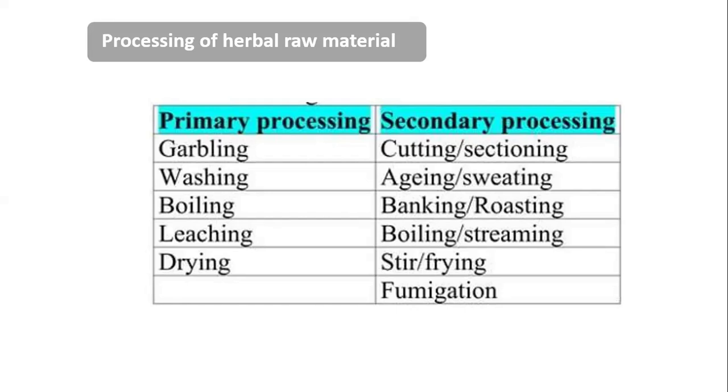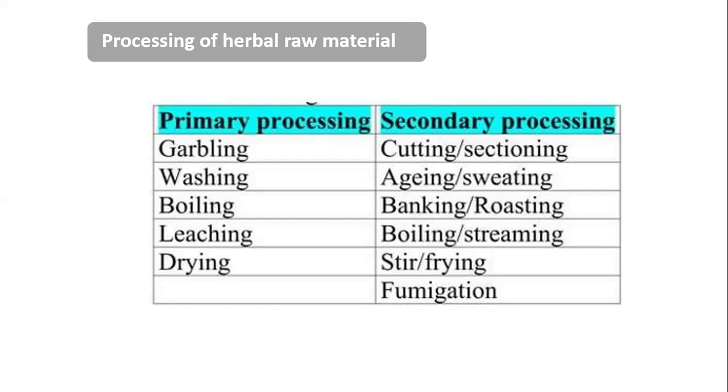Leaching means spreading the dry material in sunlight, because of which the impurities are removed. For example, gums: if you dry gums in sunlight, the color fades. That indicates that leaching has occurred. Then drying is also one of the processes. That is primary processing.